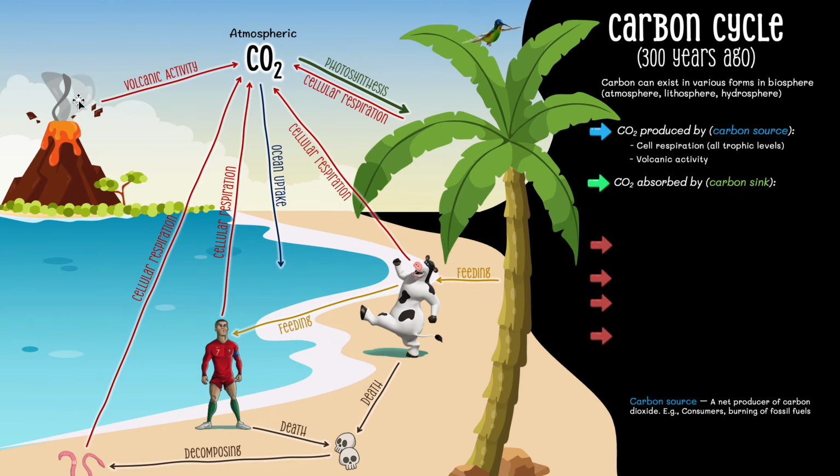There are other ways, like volcanic activity. When there are explosions and volcanic eruptions, some carbon dioxide is released, but it's much more minor compared to cell respiration by all our trophic levels. Okay, right. So that's carbon flux into the atmosphere, okay?